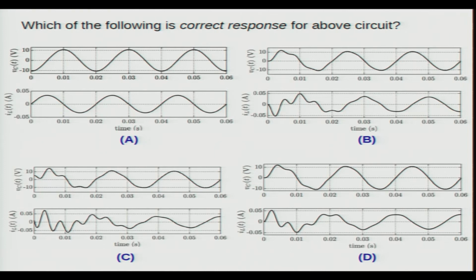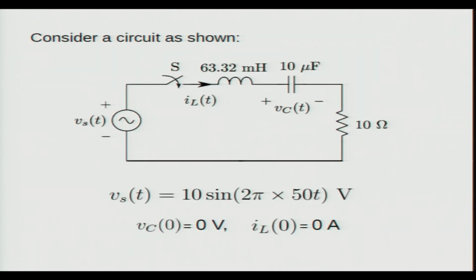So, I have given you 4 options here. In each there are 2 graphs, one is of Vc and the other of IL. Remember that if you look at the circuit, the current which is flowing through the inductor is also flowing through the capacitor, and you know that the capacitor voltage Vc satisfies the relationship C dVc by dt is equal to the current flowing through it, but the current flowing through it is also the inductor current.